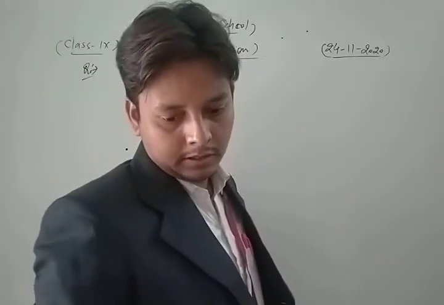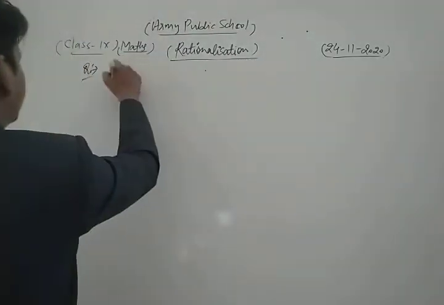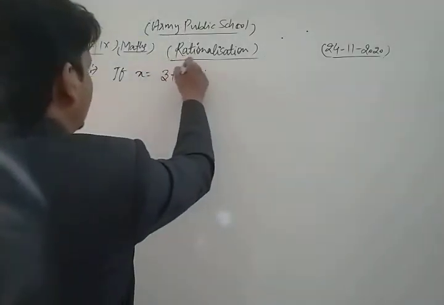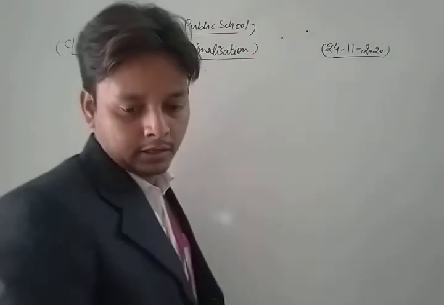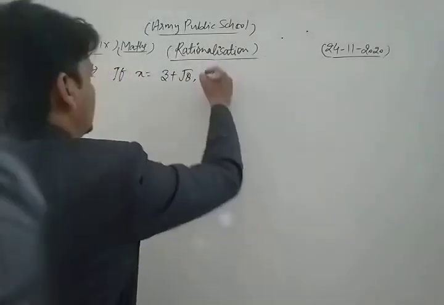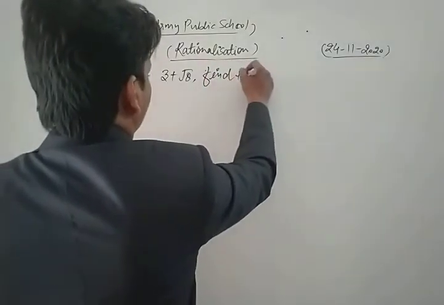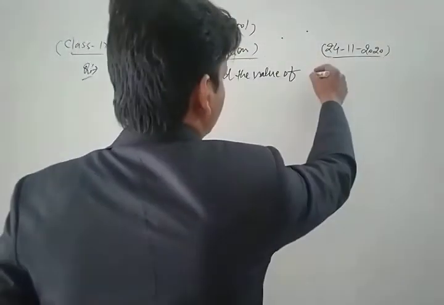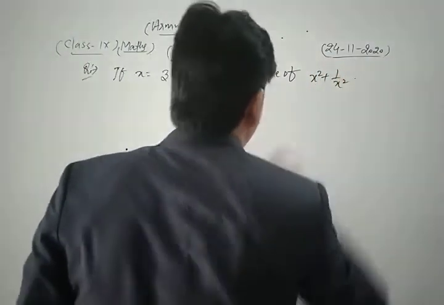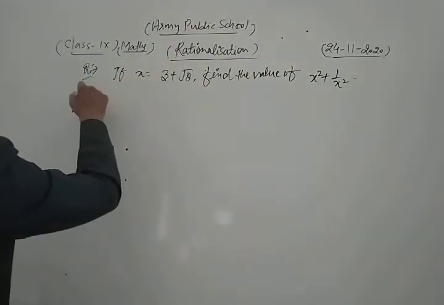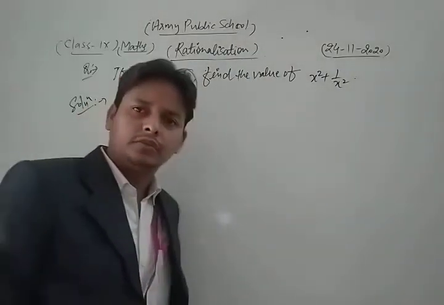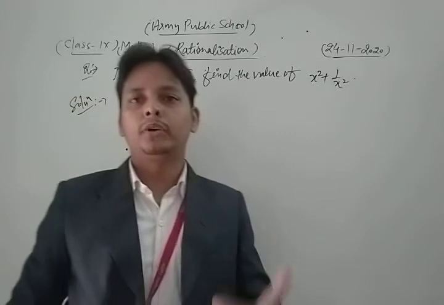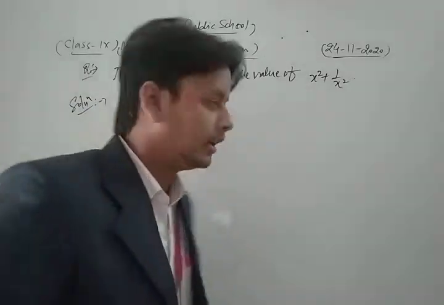Question is, if x is equal to 3 plus root 8, find the value of x square plus 1 upon x square. Let's see its solution. Dear student, in that type of question, first of all, we find the value of x square. After that, we find the value of 1 upon x square. Then we add them. Okay, let's see.